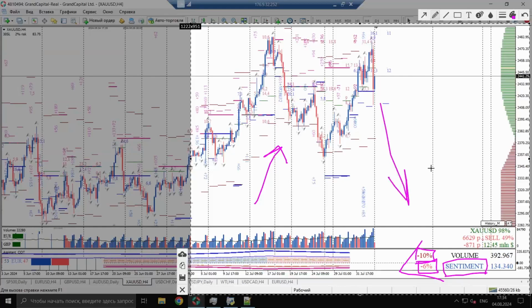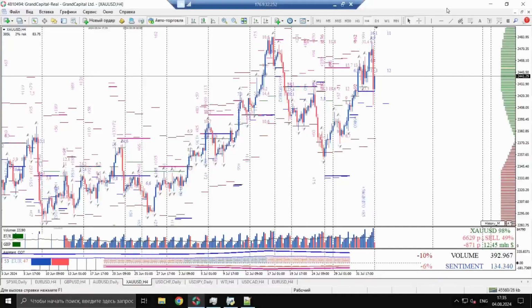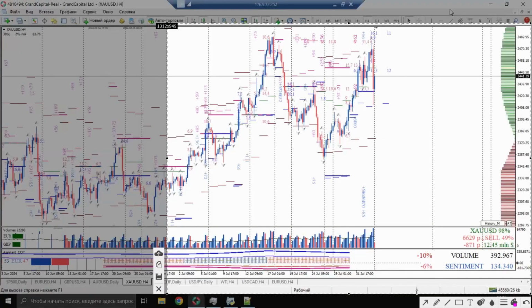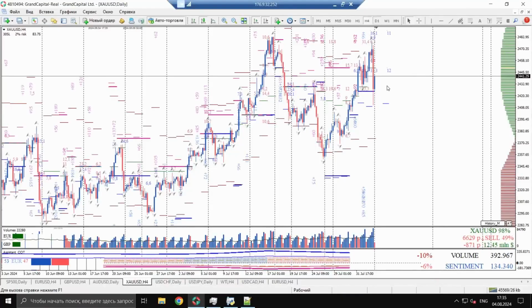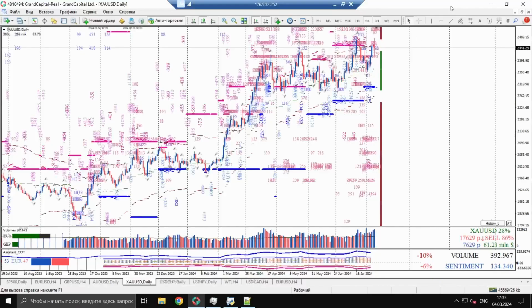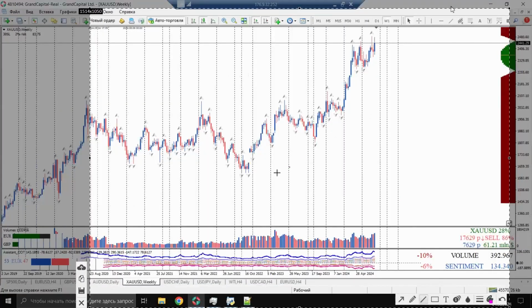A decrease in buyers indicates that the trend is still upward, not because of an increase in sellers suggesting a downward trend, but simply because there are fewer buyers. If we look at the structure of the market, we see that gold has a long-term upward trend. Let's take a global view to understand this better.